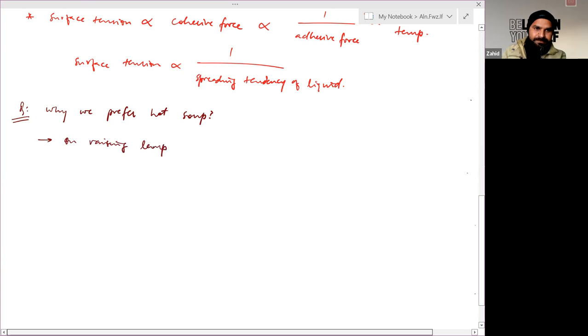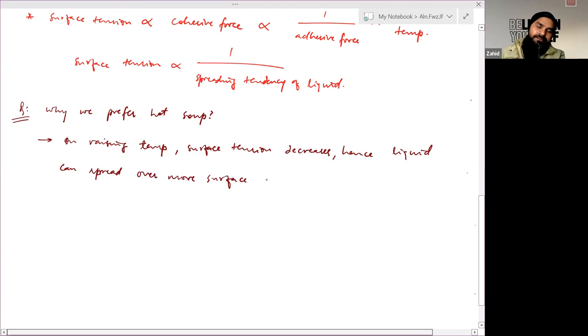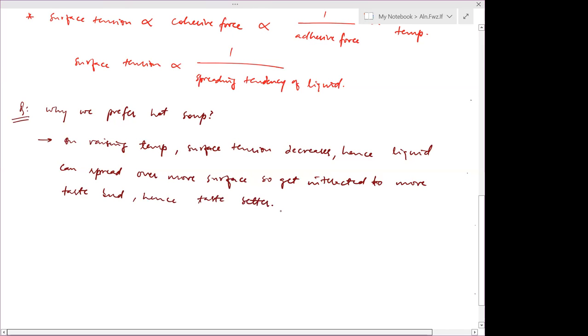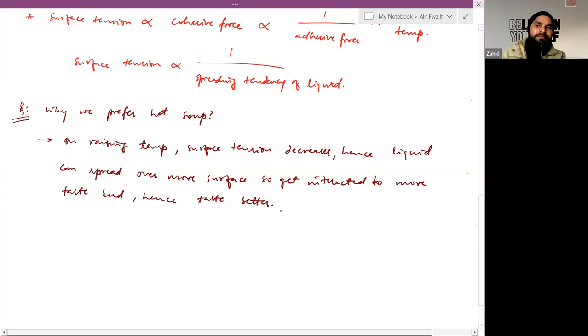So we can say on raising temperature, surface tension decreases, hence liquid can spread over more surface, so get interacted with more taste buds, hence taste better. Is it clear? Yes, sir.